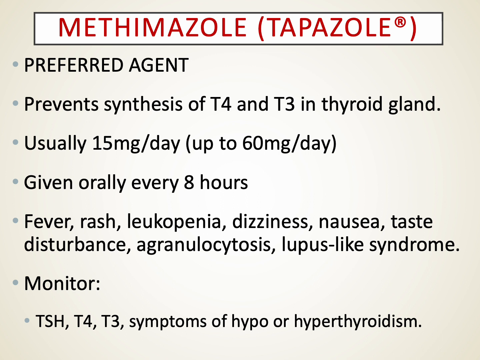Methimazole is the preferred agent we'll see used when you need drug therapy. It also prevents synthesis of T4 and T3, and its dose is usually 15 milligrams a day, but can be higher than that, again given every 8 hours. We monitor the same things, although the risk for hepatotoxicity is less, rendering this a more appropriate first-line agent when drug therapy is indicated.